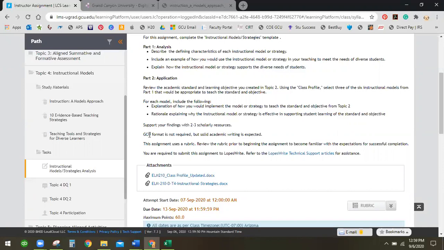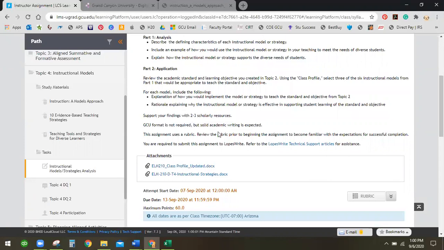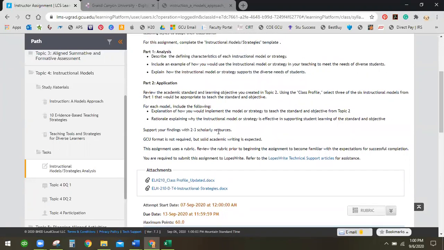I think this meant to say APA format is not required, but I'm not sure what they mean by GCU format is not required. But just make sure that you're using solid academic writing. Let me know if you have any questions as you try to complete this assignment.